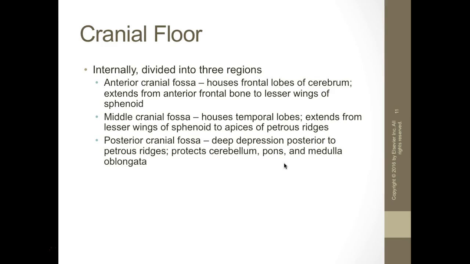So your cranial floor is divided into 3 regions. This is the anterior, middle, and posterior. The anterior houses the frontal lobes of the cerebrum, extends from anterior frontal bone to the lesser wings of the sphenoid. The middle houses the temporal lobes, extends from the lesser wing of the sphenoid to the apices of the petrous ridges, and the posterior is for your cerebellum, pons, and medulla oblongata.